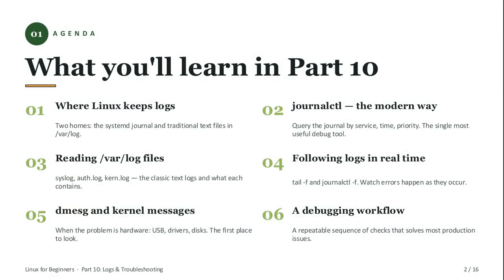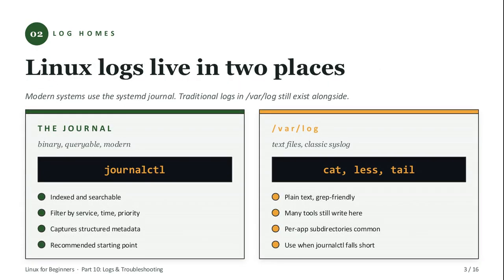So here's the roadmap for the next few slides. We'll start by mapping out where Linux actually stores its logs, the two homes you need to know about. Then move into journalctl, which honestly will become your best friend for querying the system journal. After that, we'll walk through the classic text logs in /var/log, learn how to follow logs live as events happen, dig into kernel messages with dmesg for those tricky hardware problems, and finally tie it all together into a repeatable debugging workflow you can actually use in production. So let's start with the first stop on that roadmap, where Linux actually keeps its logs.